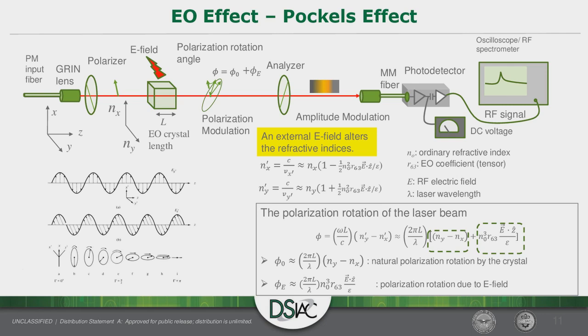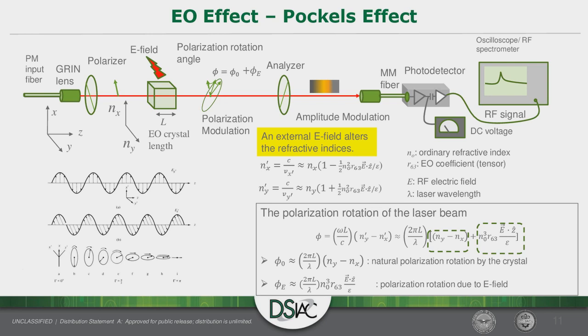Now, once you have different refractive index, then you apply E field. Then this E field creates the Pockels effect, so-called electro-optic effect, and changes refractive index of x and y directions. So that's electric field induced refractive index changes in x and y directions. Because refractive index changes, phase velocity also changes. So this polarization direction changes furthermore.